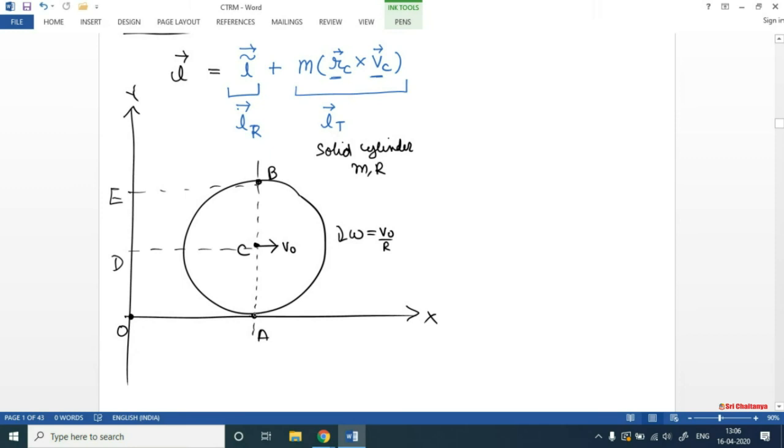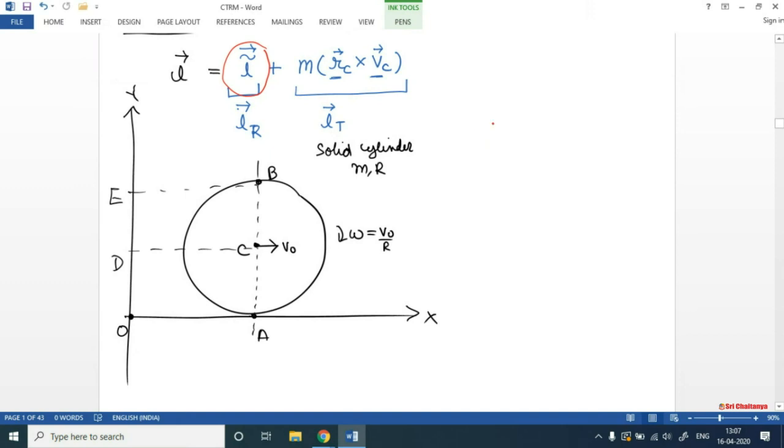So we wish to find out the angular momentum of this rolling solid cylinder about different points. About whichever point we want to find the angular momentum of this system, this rotational form, this angular momentum of this rigid body in center of mass frame, we know that in center of mass frame the angular momentum of the rigid body is not going to depend upon the choice of point. So this quantity is going to be same in each and every case.